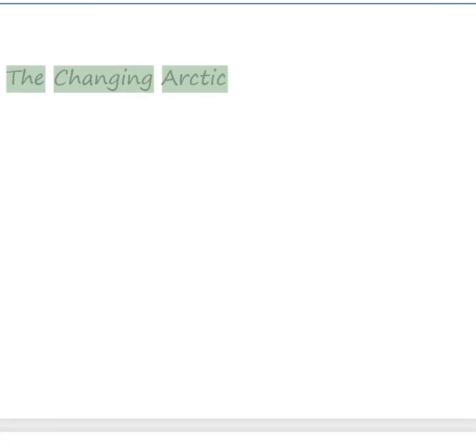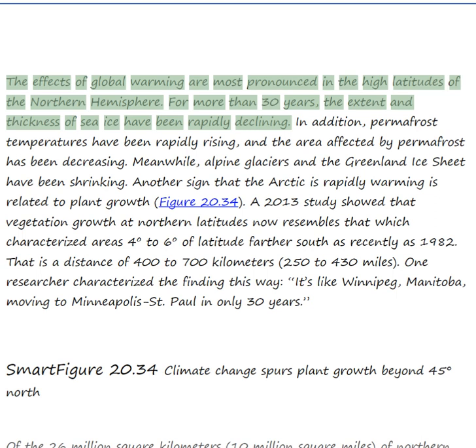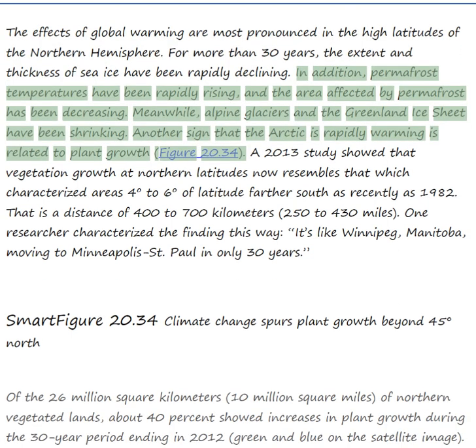The changing Arctic. The effects of global warming are most pronounced in the high latitudes of the northern hemisphere. For more than 30 years, the extent and thickness of sea ice have been rapidly declining. In addition, permafrost temperatures have been rapidly rising, and the area affected by permafrost has been decreasing. Meanwhile, alpine glaciers and the Greenland ice sheet have been shrinking.